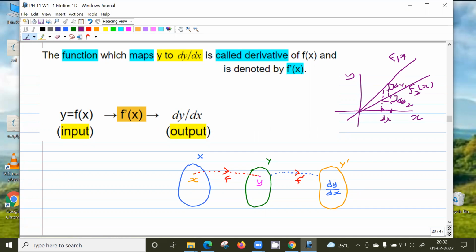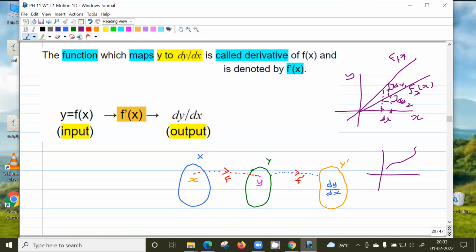So for the same change in x, how much is y changing? If it is more steep, the change in y will be more. So this one, the slope is more. This is for a straight line. Similarly, for a curve also, we can take the derivative.